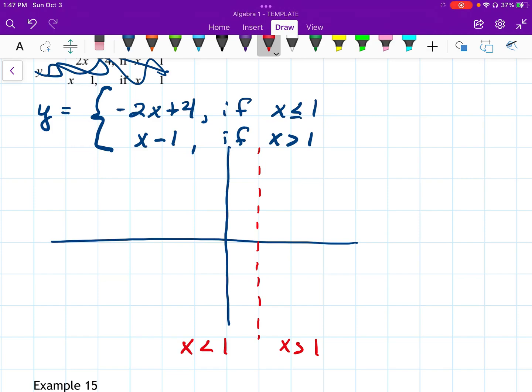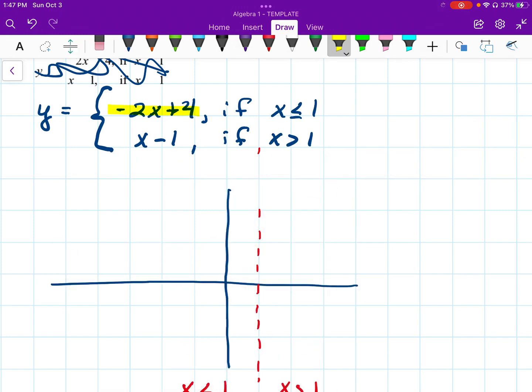So on the left side of the graph, I'm going to use this equation, the top equation there. So let me see if I can get any more space in this. There we go.